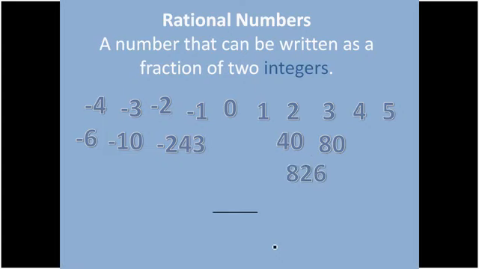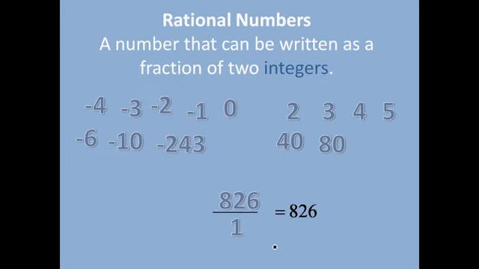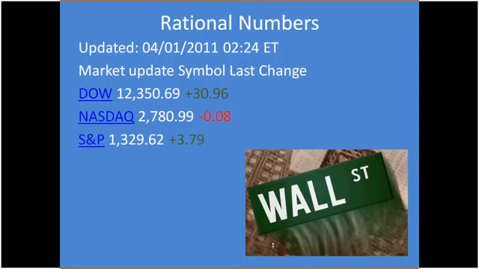Let's do one last example, 826/1. What's 826 divided by 1? Hopefully you said 826. Now if you remember, 826 was a natural number and also a whole number and also an integer. So all those natural numbers, whole numbers, and integers, you could write them as that number over 1, and therefore they are all rational. And we're going to see how they all relate to each other coming up.